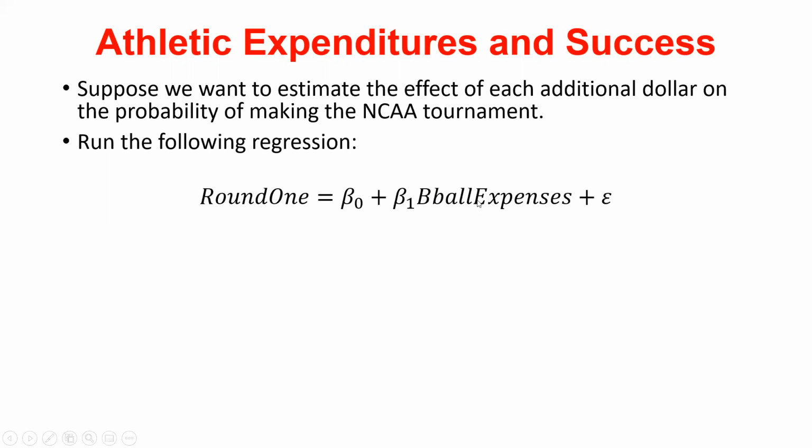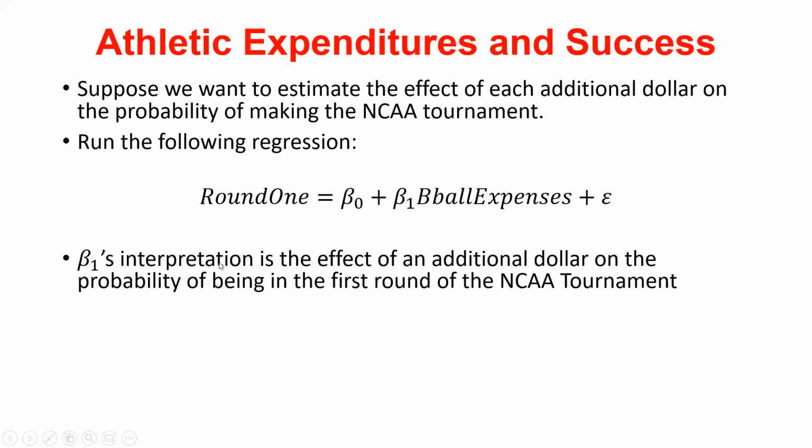And then we have this X variable that we're thinking about: what can we influence to make it in? Well, we can spend more money on this athletic basketball program. So the interpretation of beta 1 here is that a $1 increase in our expenses would increase the probability of making it into round 1 of that tournament by whatever beta 1 is. Now, I said increase because intuitively, if I'm spending more money on this program, hopefully I'm getting better coaches and recruiting better players.